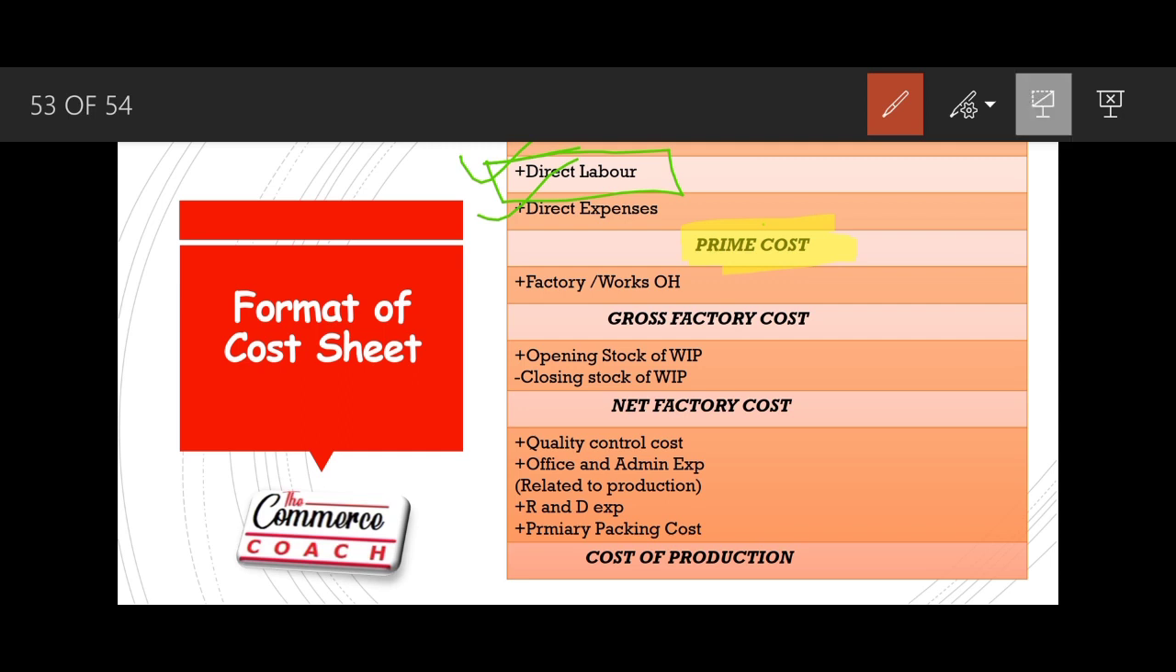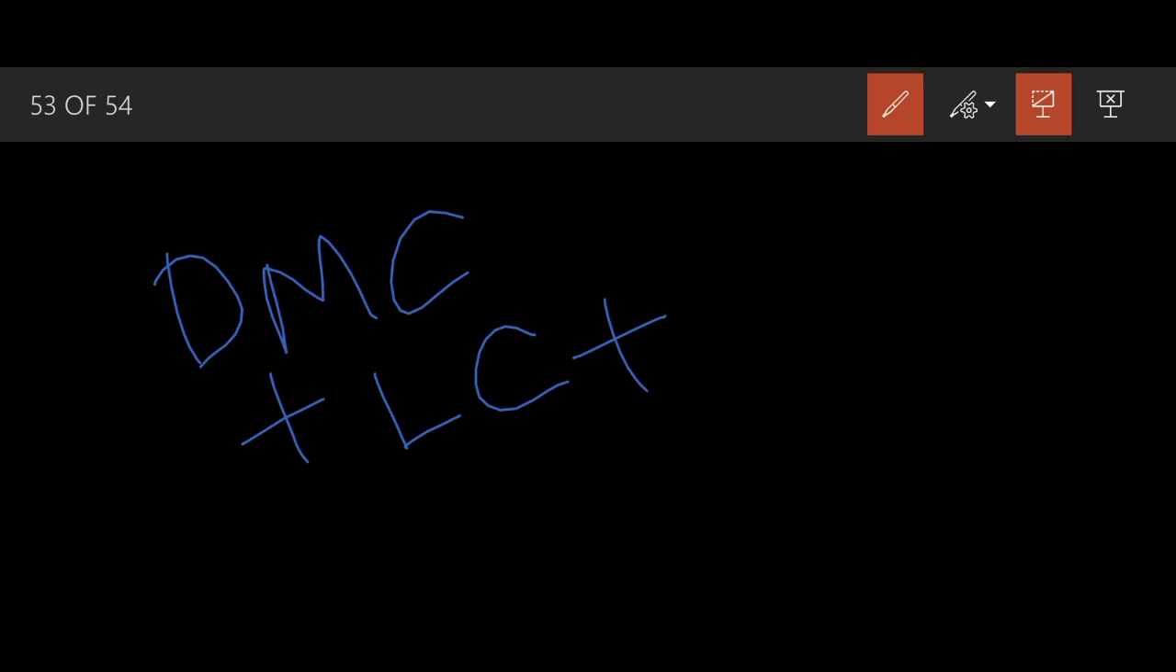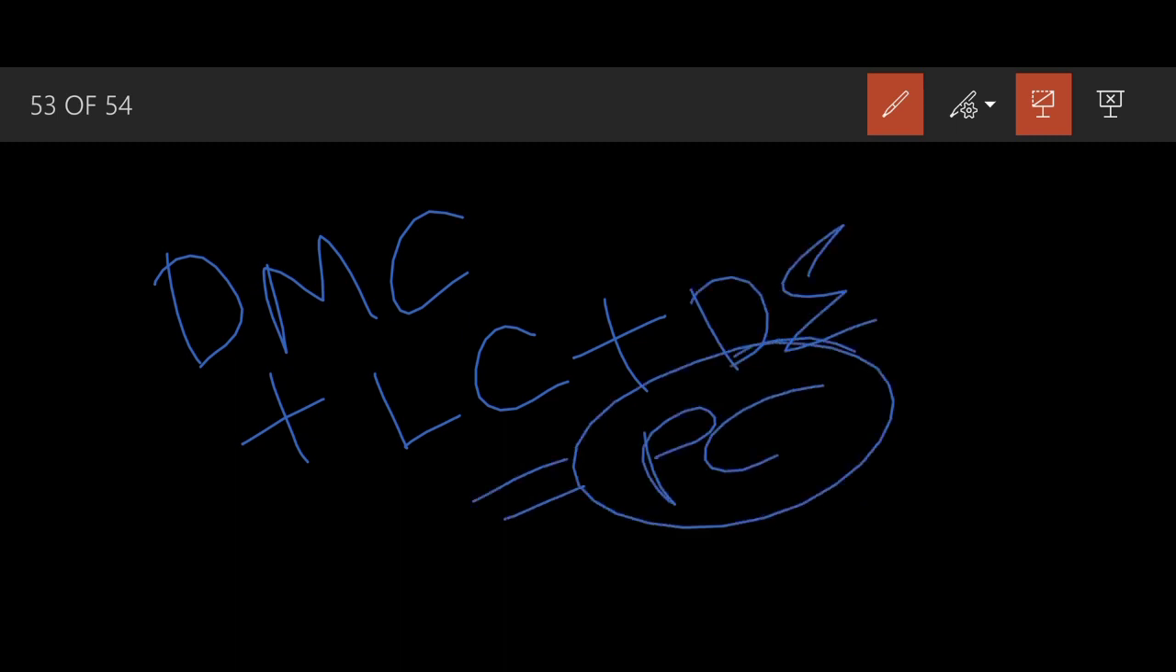So what is the formula? Let us revise what is the formula first. So direct material consumed plus labor cost plus direct expenses. So this is the formula that gives us prime cost. Now what do we mean by prime cost? Prime cost is nothing but a cost that is at first required to produce any product.